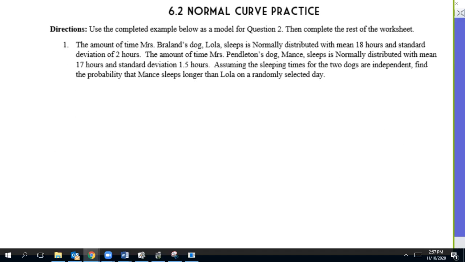So what you want to do, it says the amount of time Miss Braylon's dog Lola sleeps is normally distributed, put a capital N. And this is for Lola, so I'm going to do a little L for Lola with mean 18, standard deviation 2. Remember that notation from chapter 2, unit 1. Now, Miss Pendleton's dog, Mance, normally distributed. We'll use M for Mance. He sleeps 17 hours a day, standard deviation 1.5. That helps us organize everything.